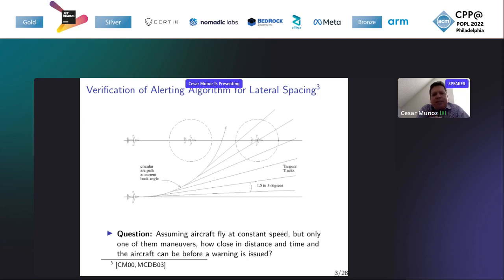I presented the algorithm very briefly in this chart. But in order to prove this property, we have to consider possible trajectories for the aircraft, in particular for the intruder, and then check if, for those possible trajectories for the intruder and for the ownship, the algorithm is going to issue an alert.